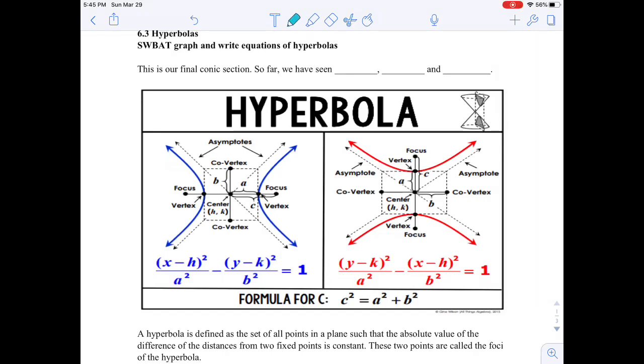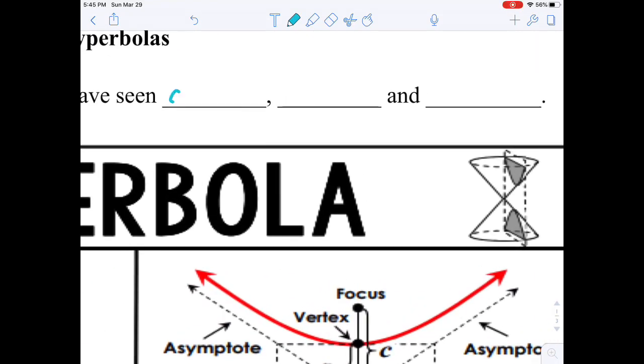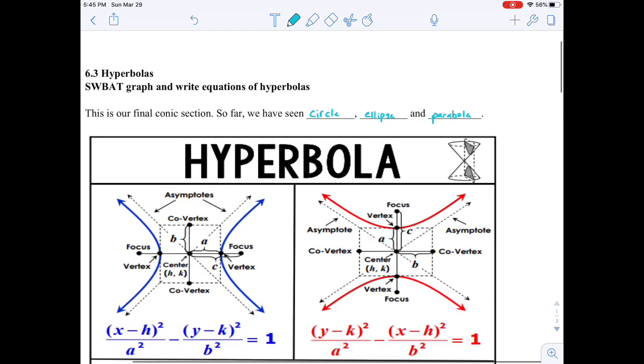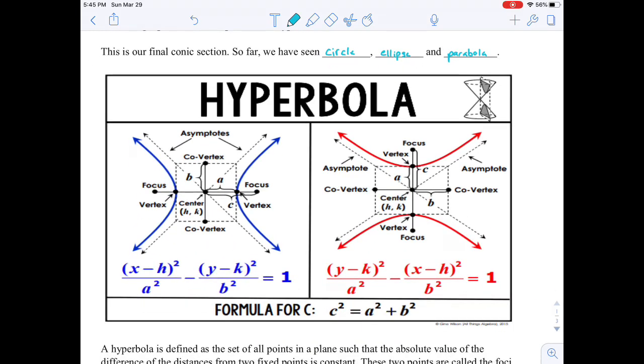Okay, so today we're going to talk about the last of our four conics. Again, we've seen a circle, we've seen an ellipse, and we saw a parabola. Today we're going to talk about a hyperbola. A hyperbola kind of looks like a parabola with two of them.